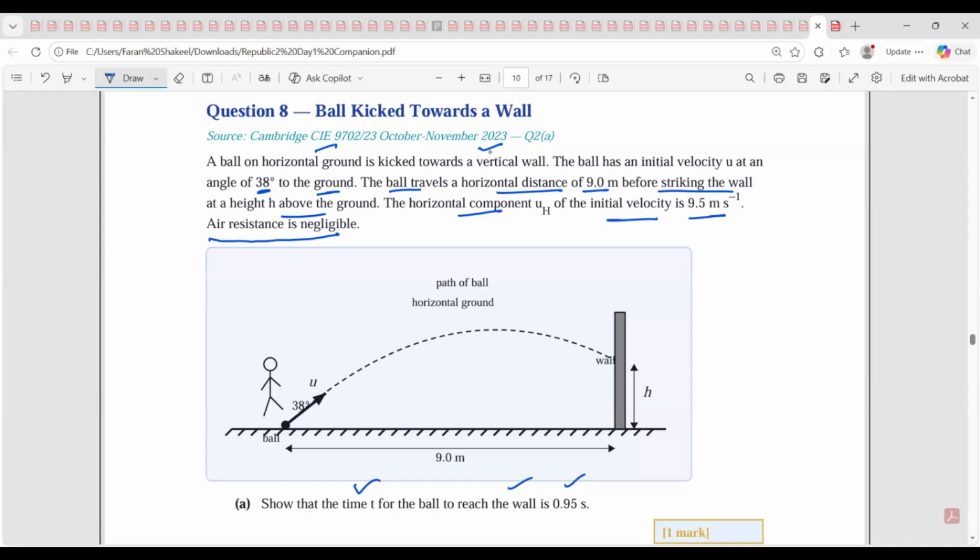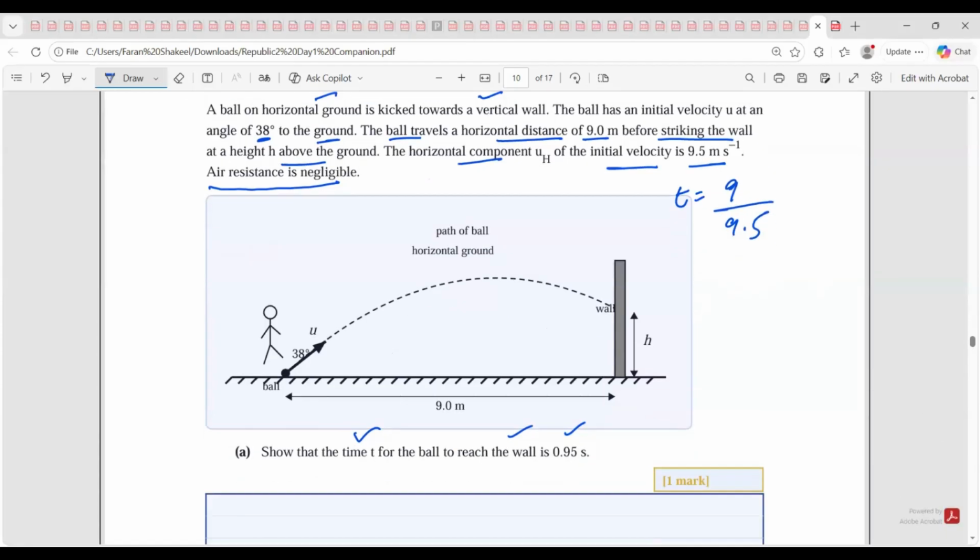Ariba, how would you do this question? How would you get me the time for the ball to reach the wall? Sorry, I'm just rereading the question again. Hurry up, just take the distance over the horizontal speed. Exactly. 9 over 9.5. Exactly. And so we just got the 0.95. Time is going to be the distance, which is going to be 9, divided by the horizontal component of velocity, right? And that is going to be just 9.5.